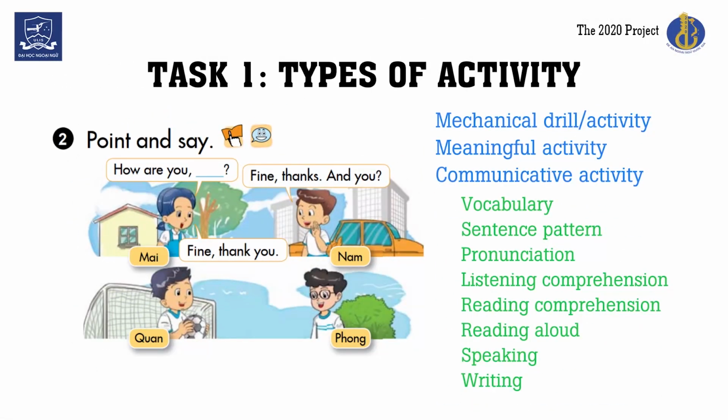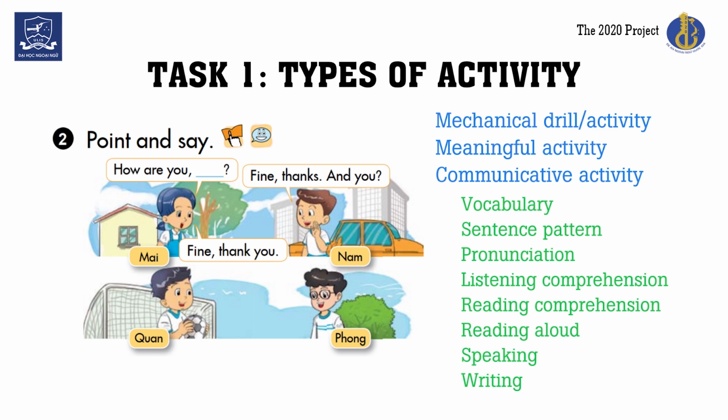Before analyzing an activity to see its elements, it's necessary to identify the types of activities. A type of activity can tell us some general information about the focus of an activity. There are several types of activities in the primary English textbook series. This is an example. The activity Point and Say is a mechanical and oral drill on the sentence pattern, asking and answering questions about one's house. It is a substitution drill where students can change their names to make similar dialogues.